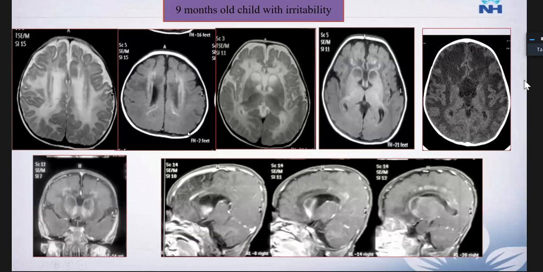Now, again, coming with some sort of leukodystrophy kind of case, a 9-month-old child who had come with irritability and increased head size. And these are the MRI and CT images of the same child. So, anybody would like to comment on what we are dealing with, or any possible diagnosis based on these imaging findings?